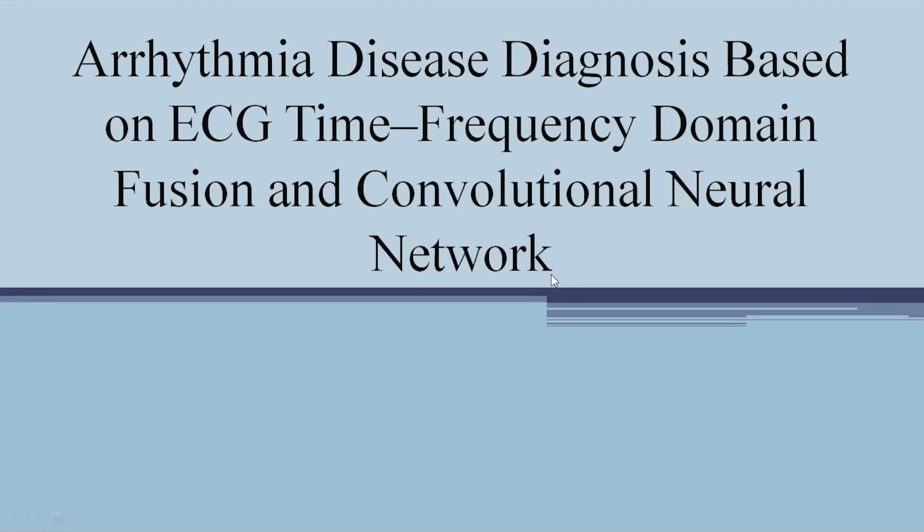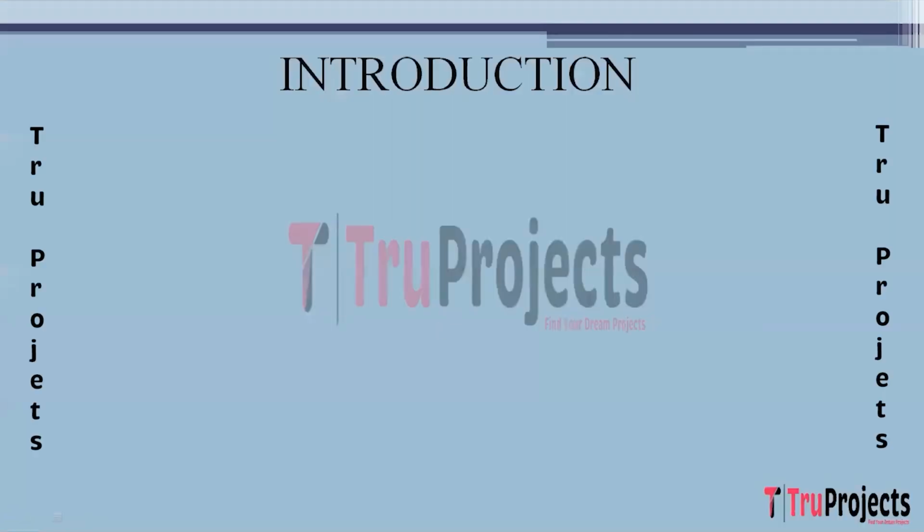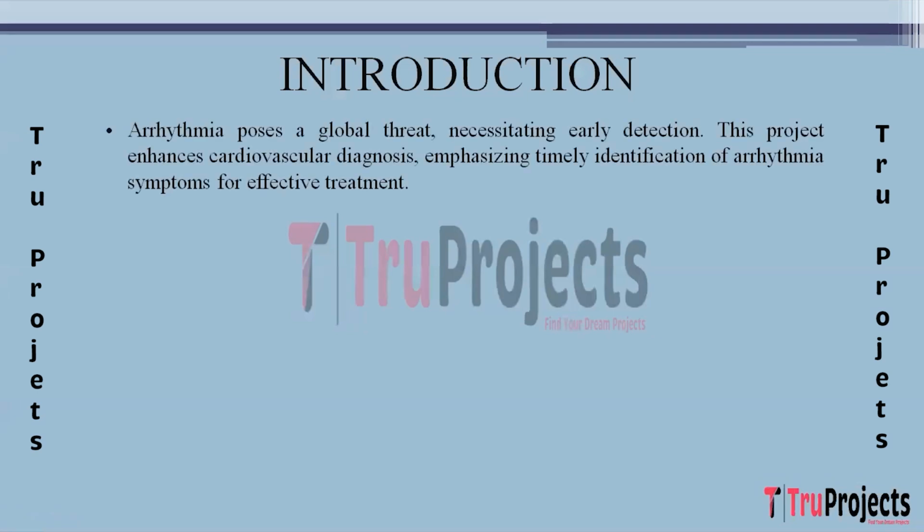In this video, we are going to explain the project Arrhythmia disease diagnosis based on ECG time frequency domain fusion and convolutional neural network. Introduction. Arrhythmia, a leading cause of global mortality and disability, underscores the critical need for early detection and treatment. This project focuses on improving cardiovascular disease diagnosis, emphasizing the importance of timely identification of arrhythmia symptoms.